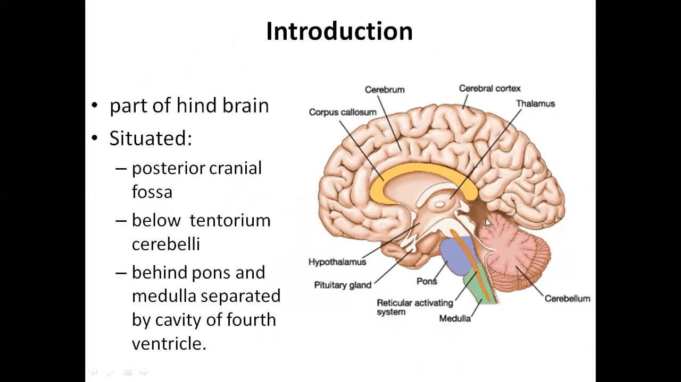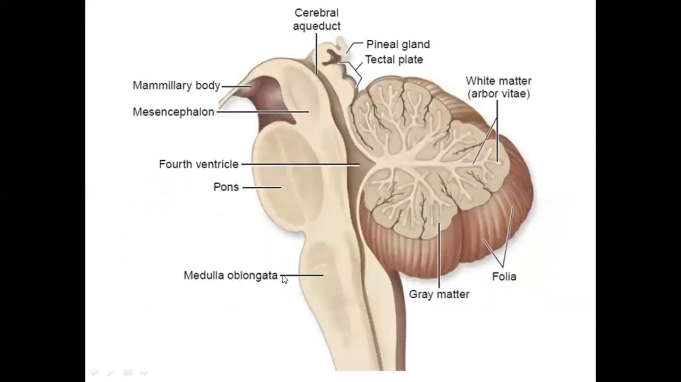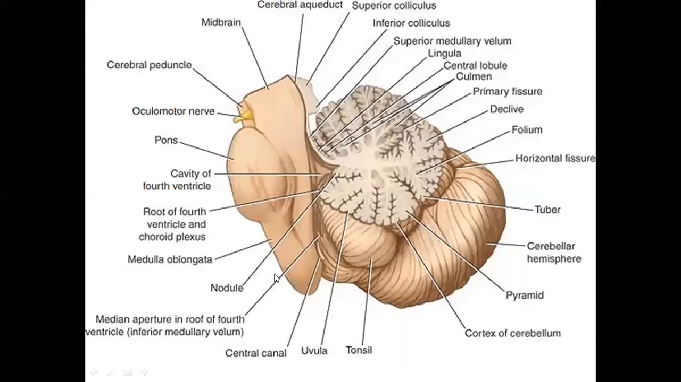Here we have a tent-shaped fold of dura mater, if you remember, that is the tentorium cerebelli. Above the tent, we have the occipital lobe of the cerebrum. Below the tent, we have the cerebellum. Behind the pons and medulla, separated by a cavity, the name of this cavity is the fourth ventricle. So this is the introduction about the cerebellum.